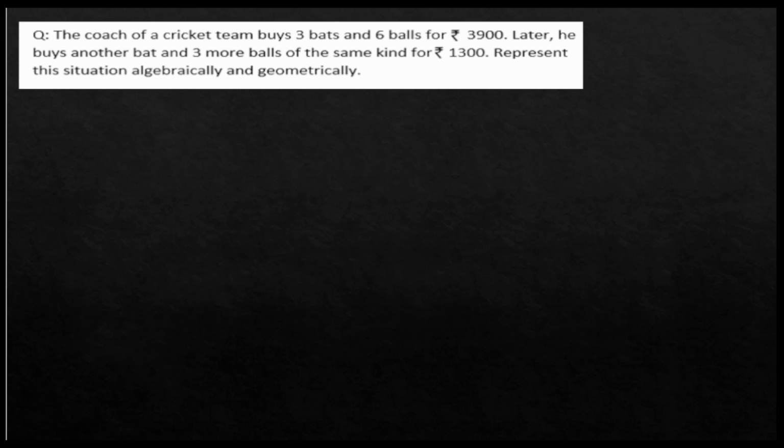To represent two linear equations together, that is a pair of linear equations in two variables, let's take the question from NCERT book exercise 3.1, question number 2, where it says that the coach of a cricket team buys 3 bats and 6 balls. So let's formulate our linear equation for this statement.